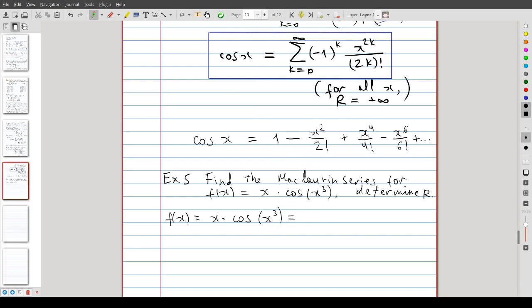So we know that the left-hand side is x multiplied with the sum k from 0 to infinity minus 1 to the k times x cubed to the power 2k divided by 2k factorial. What I did here was I replaced x in the power series representation for cosine x with x cubed, because that is the argument of cosine in our function f of x.